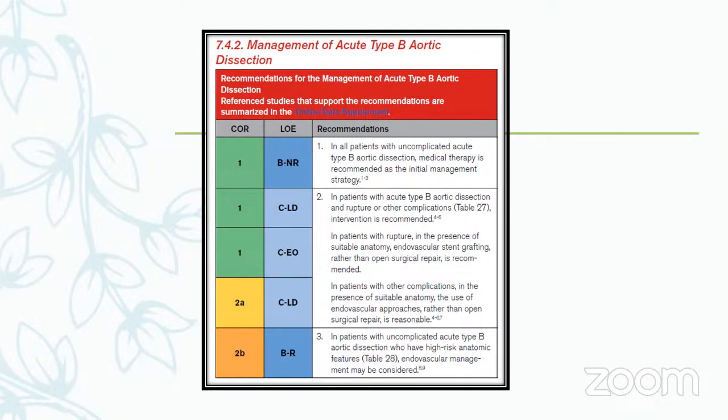And if there is a complication other than rupture, the use of the endovascular approach is also class 2A. In patients with uncomplicated acute type B aortic dissection, but who have the high risk anatomical features that we discussed previously, endovascular management is class 2B.